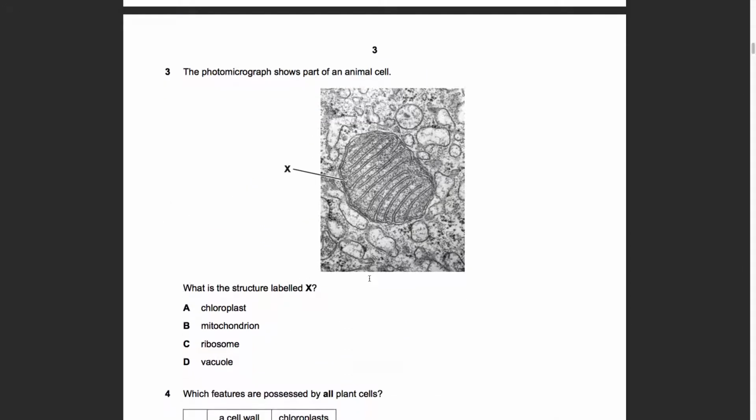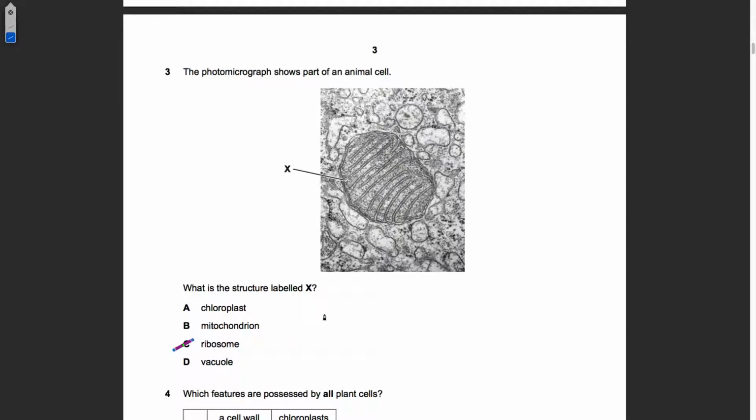Question 3, we have a photomicrograph. So that's just a photograph taken via a microscope, and it shows part of an animal's cell. So this is quite a magnified image here. It says, what is the structure labelled X? And the options are A, chloroplast, B, mitochondrion, C, ribosome, D, vacuole. Now, ribosomes are very, very small structures. They almost look like little dots really in a cell where proteins are made. So that doesn't sound right.